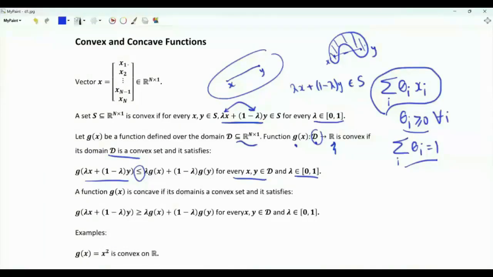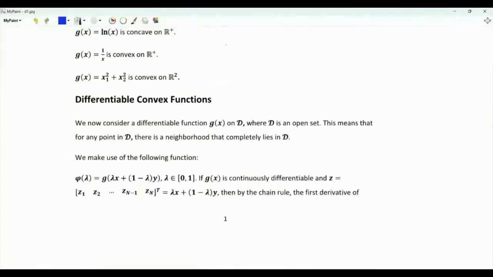The function is concave if the domain is a convex set, and the function satisfies the inequality that g of lambda x plus 1 minus lambda y is greater than or equal to lambda g of x plus 1 minus lambda g of y. This should be true for every x and y in the domain of the function and for every lambda in the interval from 0 to 1. The main objective in this video is to obtain an equivalent definition for a convex function in case the convex function is differentiable. It is very useful to introduce this function, which is phi of lambda.